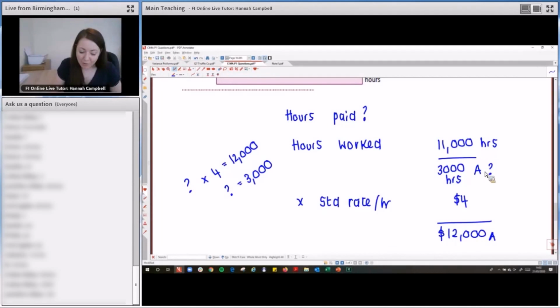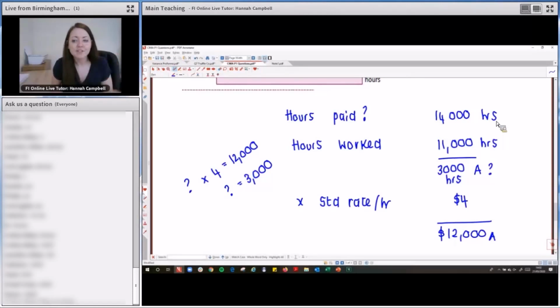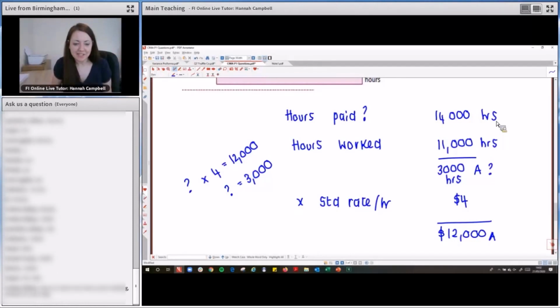So if the hours worked were 11,000 and it's 3,000 hours adverse, i.e. we've been paying them for not producing anything, how many hours have we actually paid them for? Excellent. 14,000 hours, because we must have paid them for hours where they weren't working because it's adverse and therefore it must be higher, so we add on the 3,000 hours.